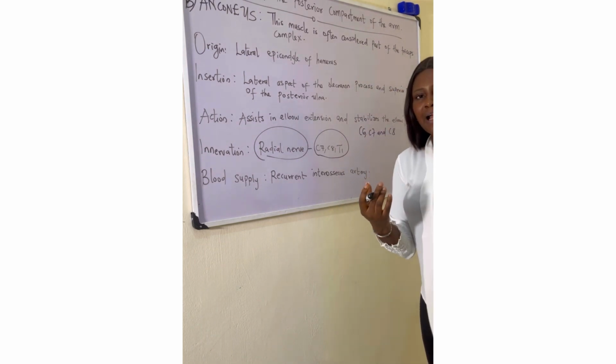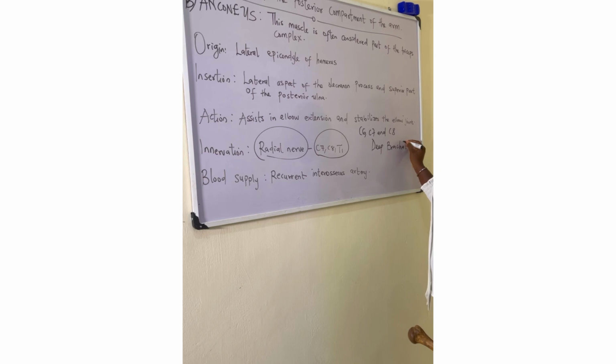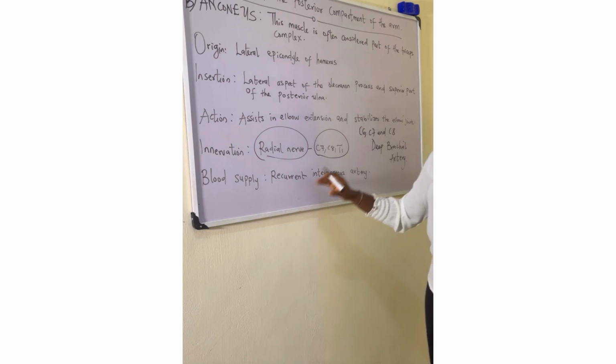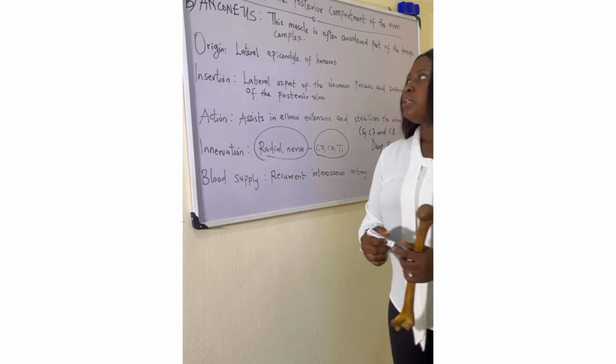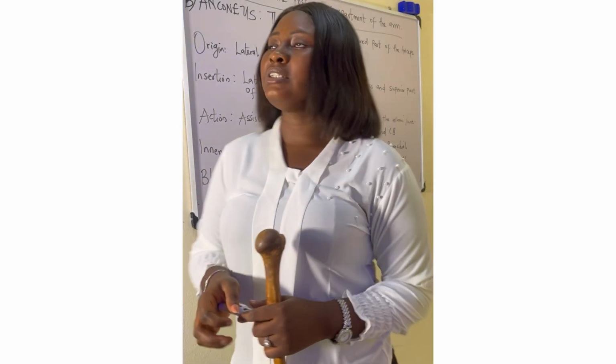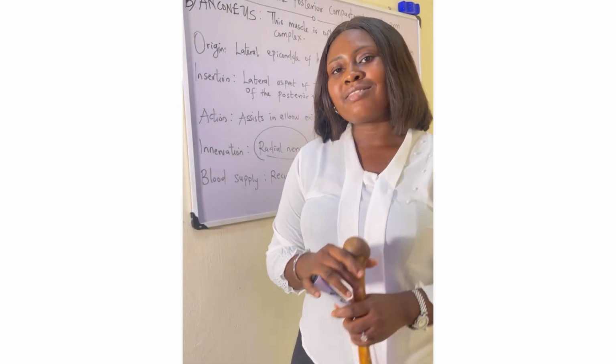Now the arterial supply of the triceps brachii is the deep brachial artery. While the blood supply of the anconeus muscle is the recurrent interosseous artery. Recurrent interosseous artery. So that is all for the muscles of the compartment of the arm.